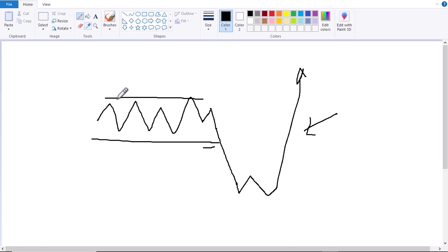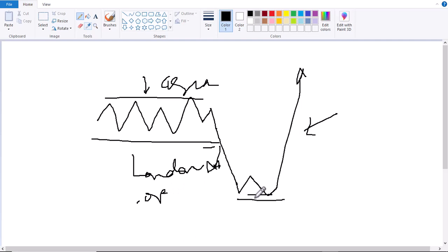Let me just tell you right now that this accumulation usually happens in Asia, right? Then this manipulation usually happens at London open. Then this pattern that you see here usually happens before a distribution. So this distribution is most likely to be the steady, relentless move for that particular day or for that London session, right? So this is what we are going to be looking at here.